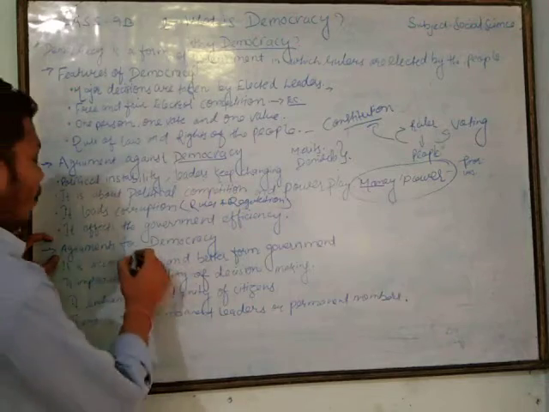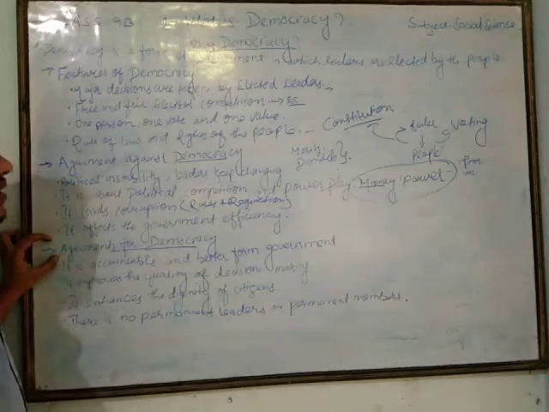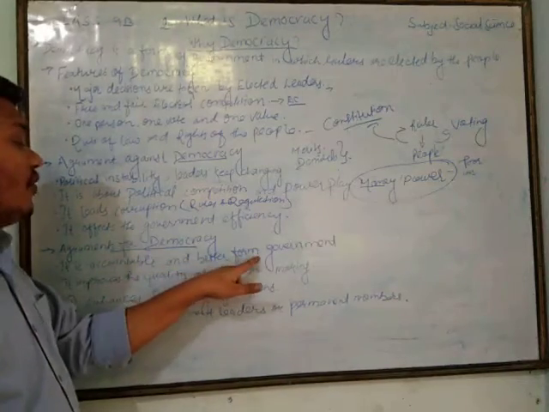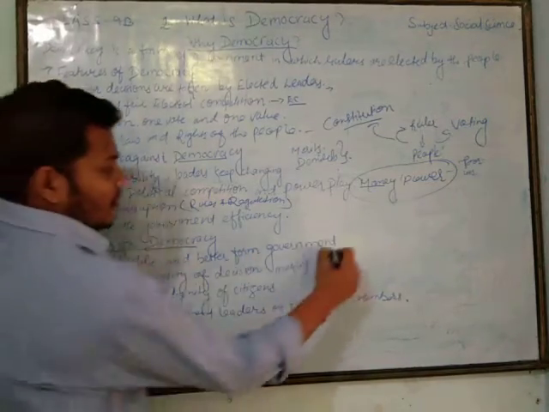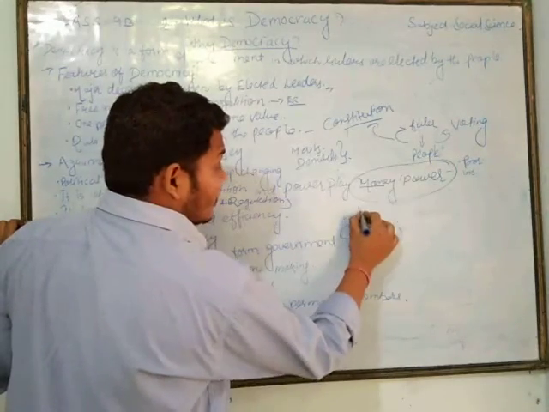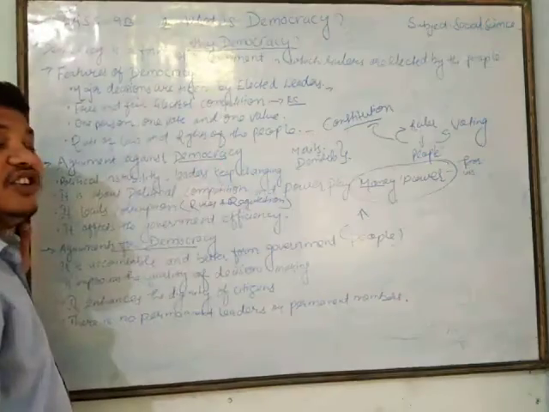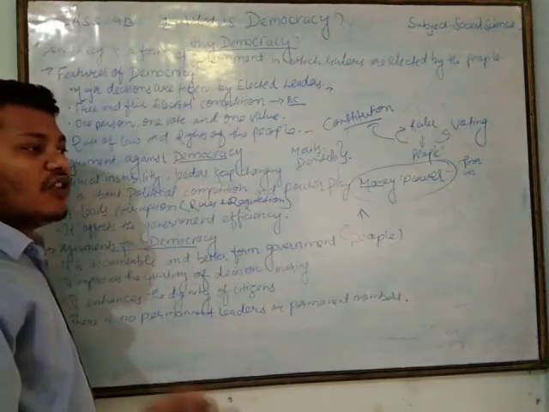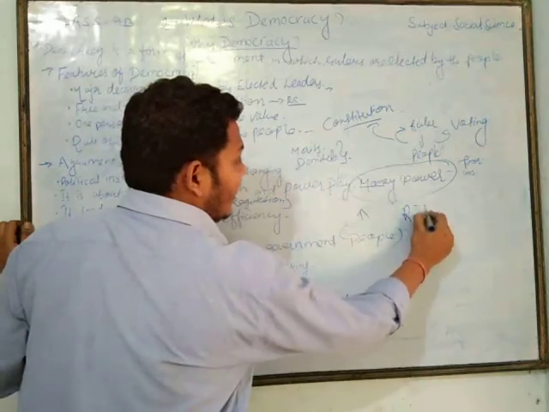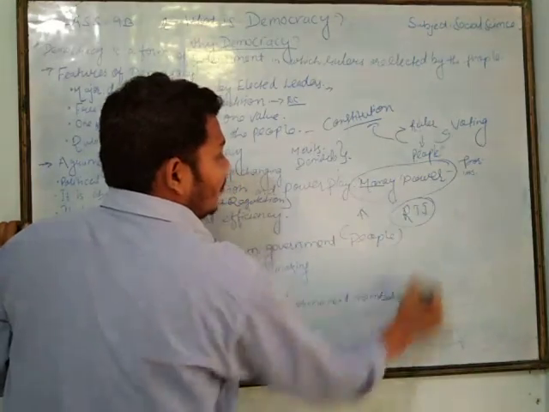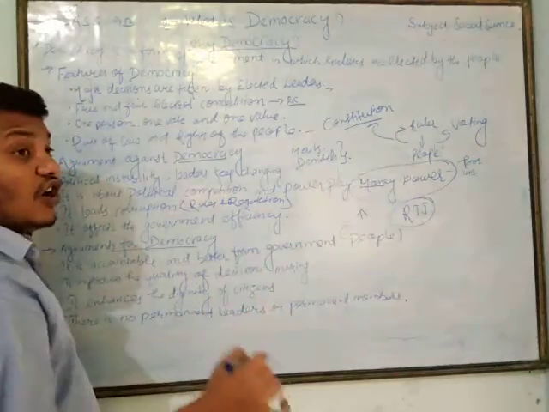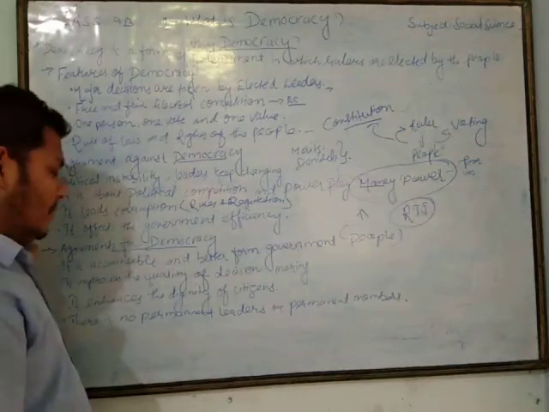Now, arguments for democracy. What are the merits of democracy? It is an accountable and better form of government. Since the leaders are elected by the people, people can ask any question about the functioning of the government, and it is usually done by a form called RTI, right to information. They can ask any question to the leader. Government is answerable to its people.